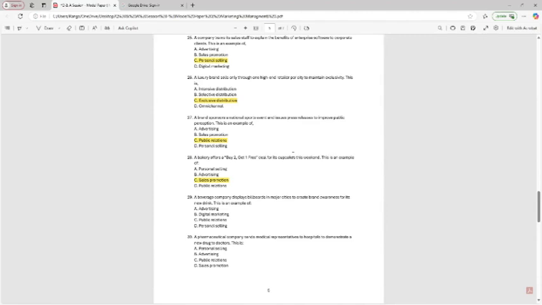So that is billboard. So the question is, the beverage company displays billboards in major cities to create brand awareness for its new drink. This is an example of advertising, digital marketing, public relations, personal selling. This is just advertising. අපි අපේ අලුත් drink එක ගැන පාරේ හැමතැනම billboards ගහලා තියෙනවා. ඒක advertising. So question number 29, the correct answer is A.